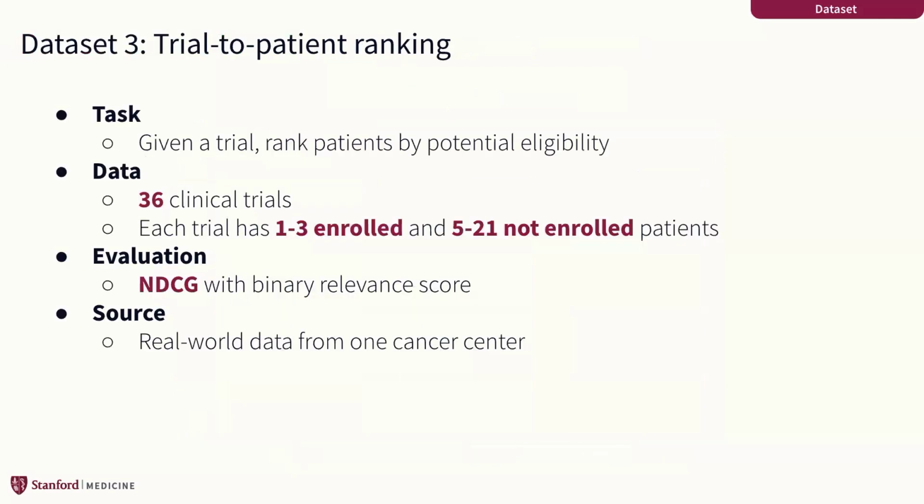The next thing is, can we do the reverse? So I give you a trial, can you come up with a ranked list of all the patients at your hospital by how eligible they might be for this trial, right? For this data set, we have 36 trials, and each trial has between 1 to 3 patients who actually enrolled in the trial, and between 5 to 21 patients who did not enroll. For the evaluation, we'll use something called NDCG, which is a way to measure how well things are ranked. And again, this is from the same cancer center.